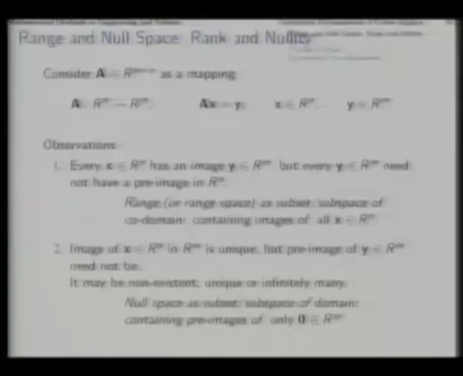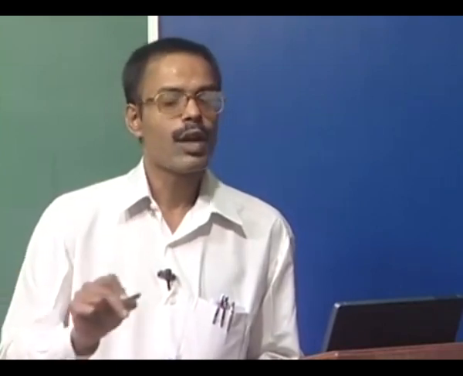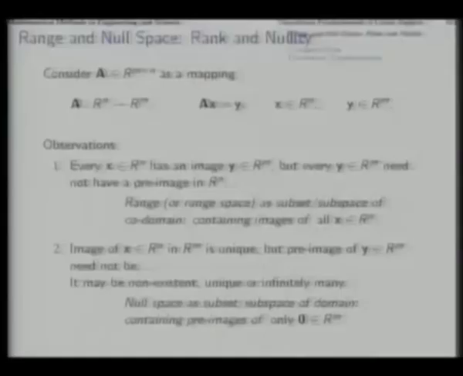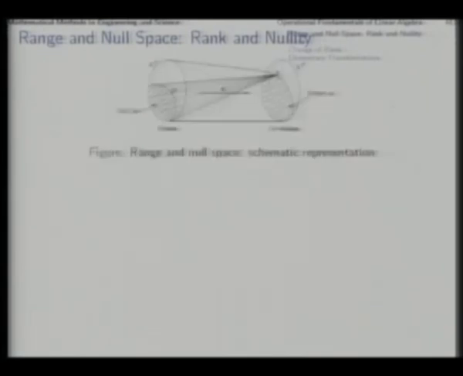And then we find another definition from this observation, and that is the definition of null space. Those vectors in the domain in Rn which map to the 0 vector in the codomain or in the range, they form a subset of the domain, and that subset is called the null space. So, we find that a null space is a subset or subspace of the domain which contains all pre-images of only 0. Pictorially or schematically, we can see it like this.